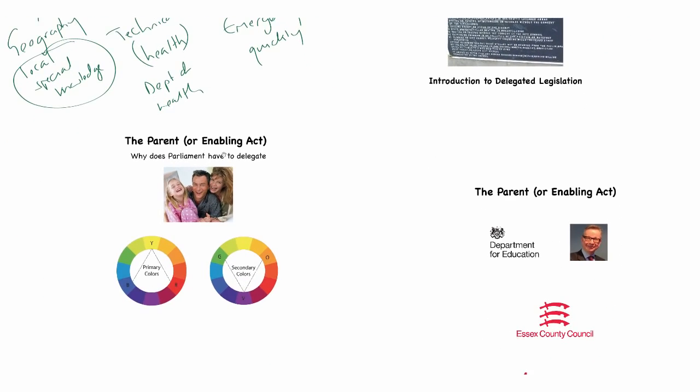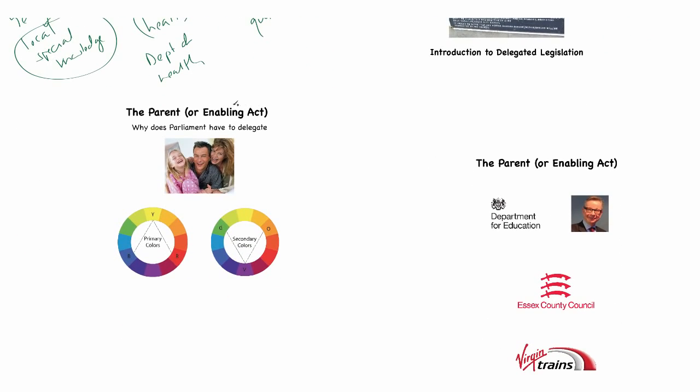Now, in order for them to do that, they need to create in Parliament something known as the Parent or the Enabling Act. So in order to delegate, you need a Parent or Enabling Act. And if you remember my analogy earlier on, the Parent or the Enabling Act would be the skeleton. It would be the rough idea, the rough outline of what Parliament wants to achieve. And this is known as primary legislation. So the Parent Act or the Enabling Act is primary legislation.